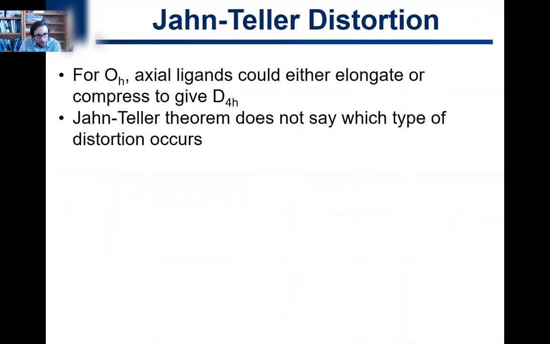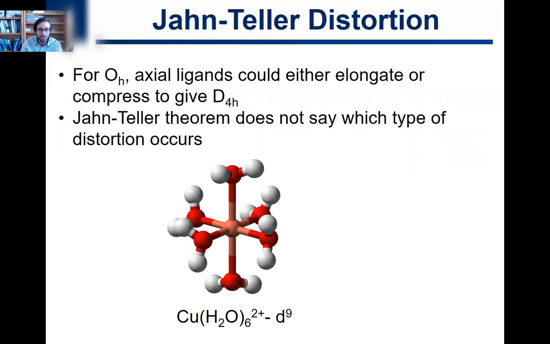And so for octahedral Jahn-Teller distortions, one very common way of distortion that ends up occurring is to distort to D4h symmetry. That will occur if you take the axial ligands and you elongate them or you compress them. And then you'll lower down in symmetry to D4h. You can't predict using the Jahn-Teller theorem whether you're going to get elongation or compression, okay?